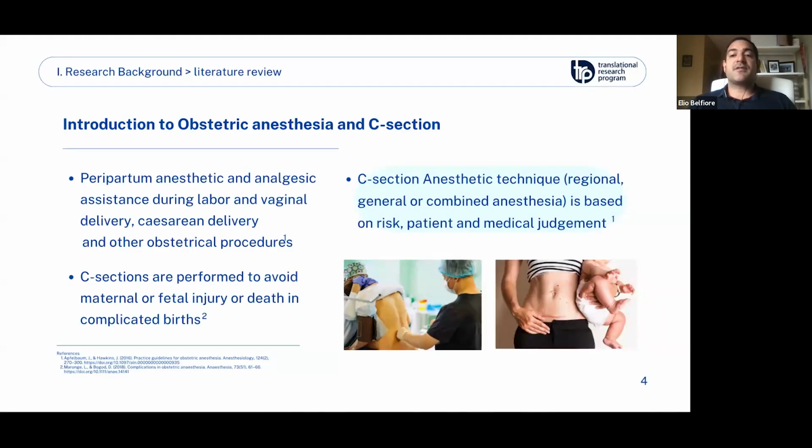Obstetric anesthesia plays a vital role in childbirth, encompassing pain relief during labor, vaginal delivery assistance, C-sections, and other obstetric procedures. C-sections often happen to prevent maternal or fetal injury. It requires careful consideration of anesthetic techniques based on various risk factors, patient preferences, and anesthesiologist judgment.